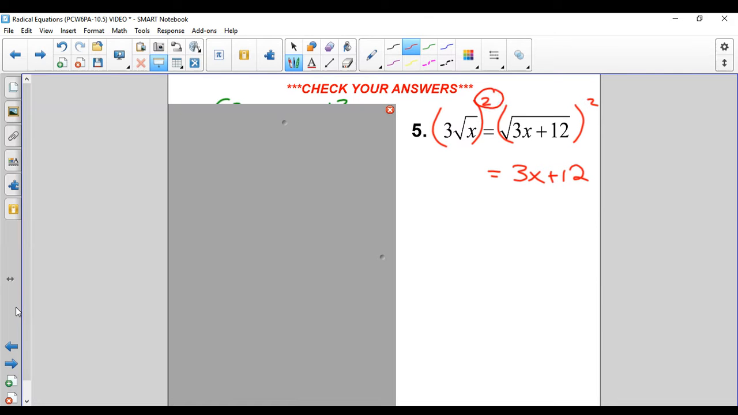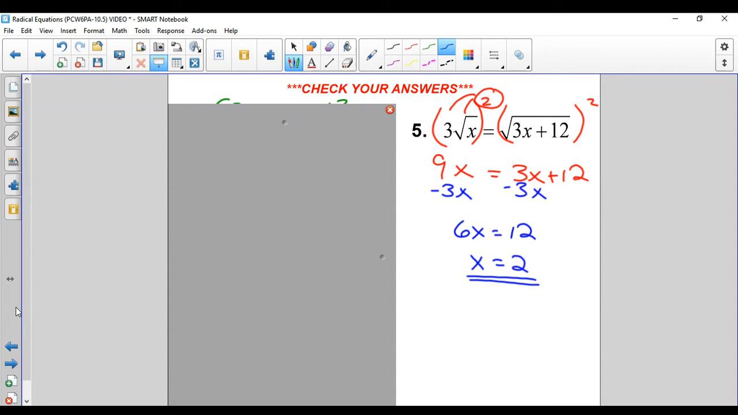Same deal as the last problem. I take that square, square both those terms inside. 3 squared is 9. Square root of x squared is just x. It does not become x squared. So this problem is actually a little bit easier than the last one, even though it looks a little bit tougher. All I do is get x by itself, subtract 3x, get 6x equals 12, x equals 2.